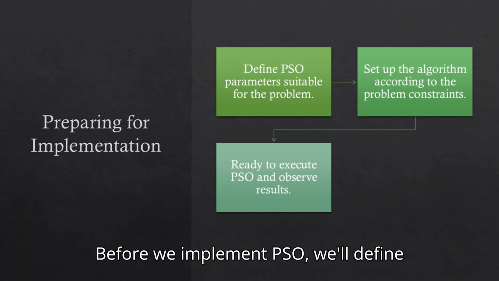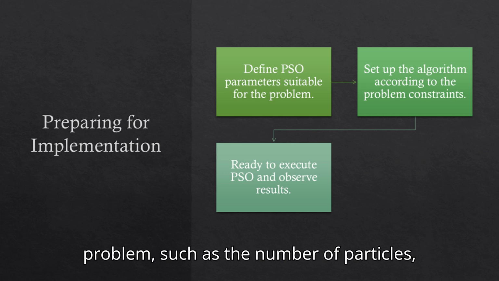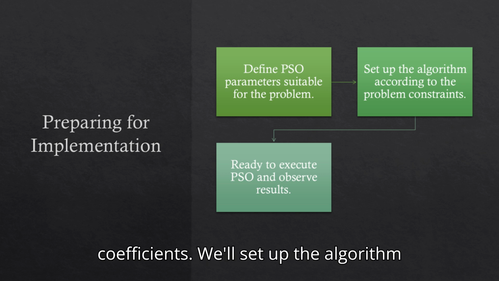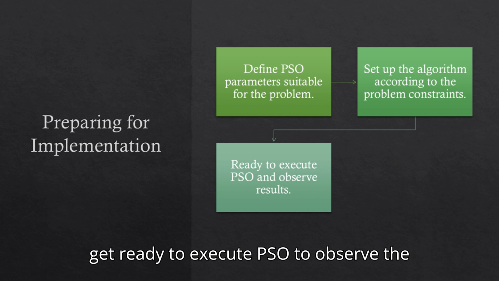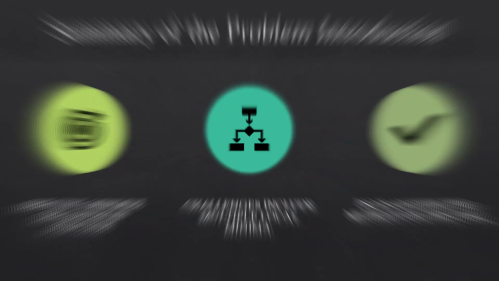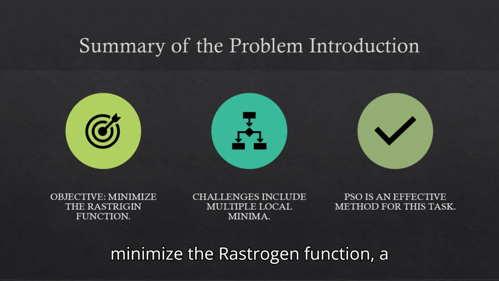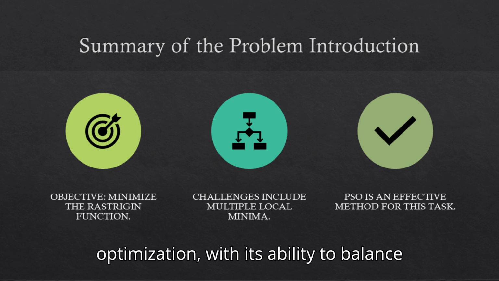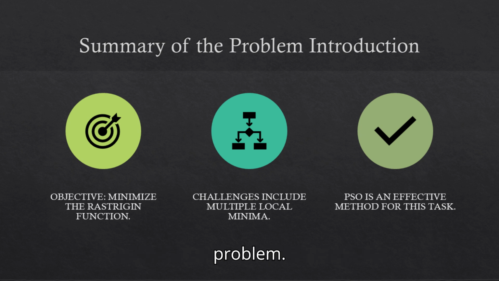Before we implement PSO, we'll define parameter values suitable for this problem, such as the number of particles, inertia weight, and acceleration coefficients. We'll set up the algorithm respecting the problem constraints and get ready to execute PSO to observe the results. To summarize, our objective is to minimize the Rastrigin function, a challenging task due to its multiple local minima. Particle swarm optimization, with its ability to balance exploration and exploitation, is an effective method for tackling this problem.